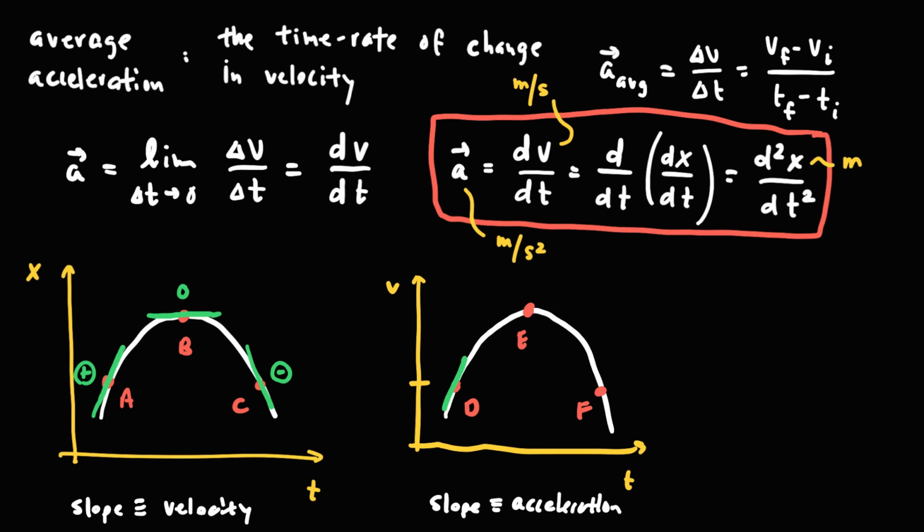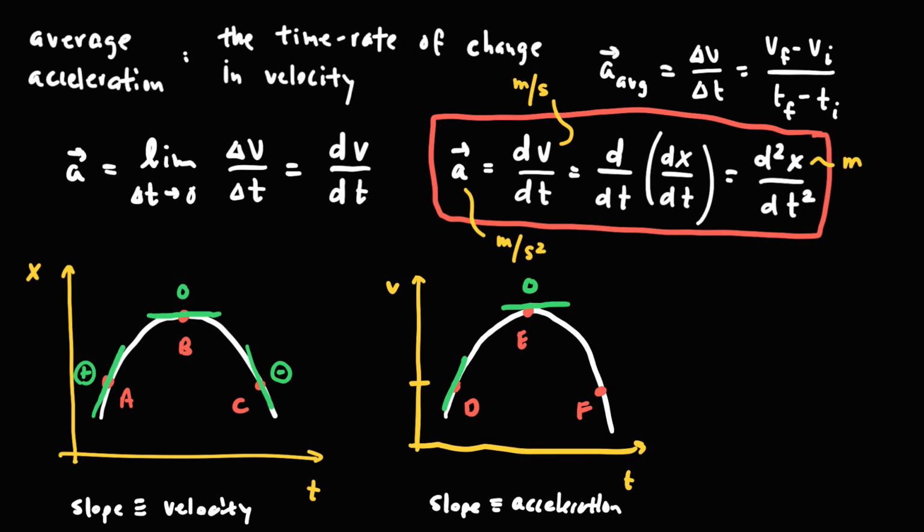At point E, the slope is once again flat. The slope is 0. And if the slope of a velocity versus time graph is 0, then that means the acceleration is 0. If the acceleration is 0, that does not mean that the object is at rest. What it means is that the object is moving at a constant velocity.